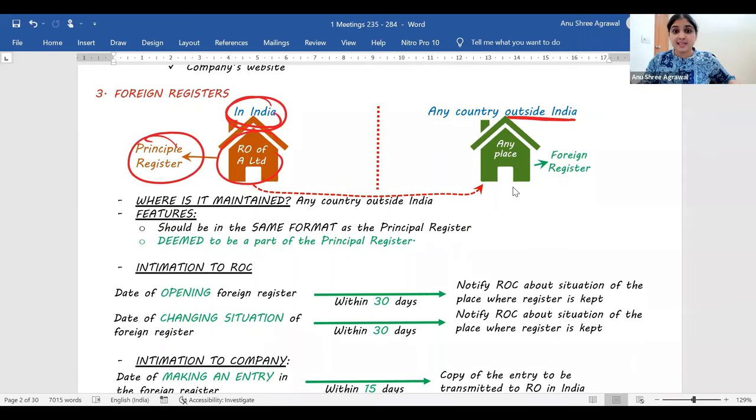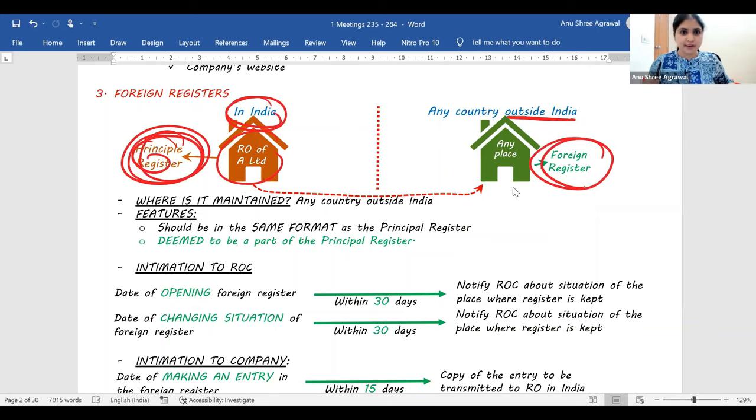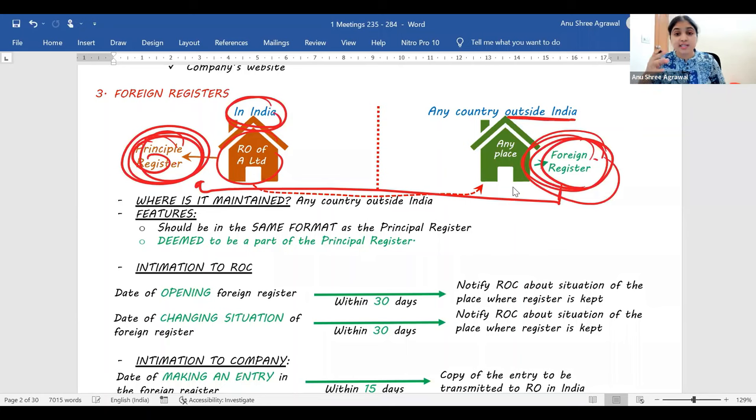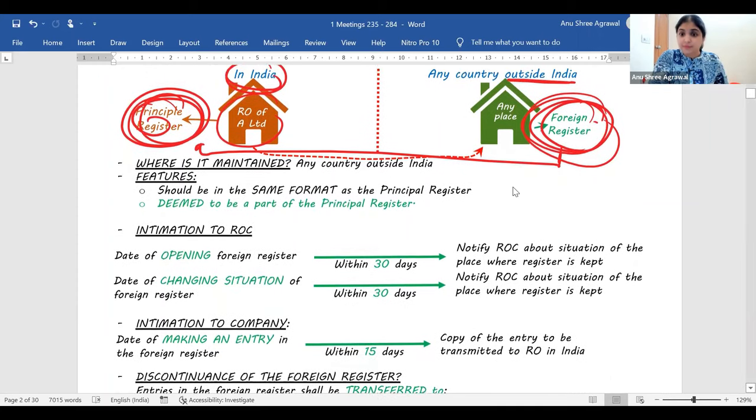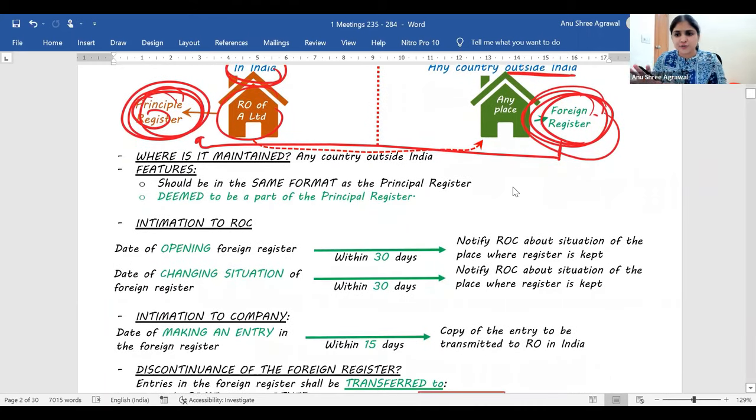Outside India. In such cases, the register in India is called the principal register, and the register outside India is called the foreign register. Where is this foreign register kept? Anywhere outside India. It should be in the same format as the principal register. The foreign register is considered to be a continuation of the principal register. It will be considered to be a part of the principal register. In case we want to create this foreign register, what are we going to write in it? In this foreign register, we will write details of all our foreign shareholders.